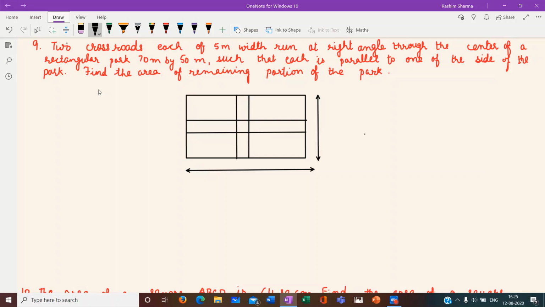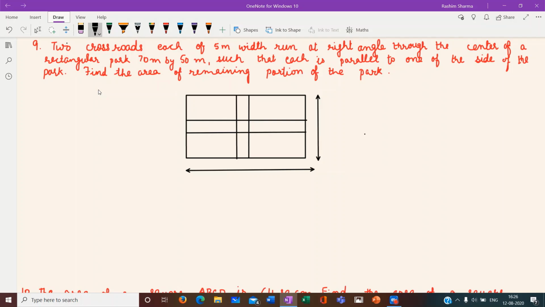Question number 9: two crossroads, each of 5 meter width, run at right angle through the center of a rectangular path 70 meter by 50 meter, such that each is parallel to one of the sides of the path. Find the area of the remaining portion of the path.